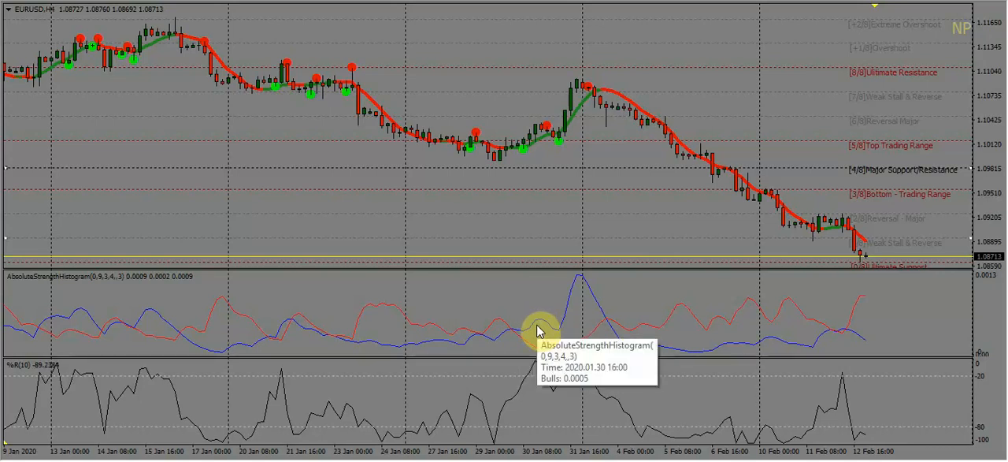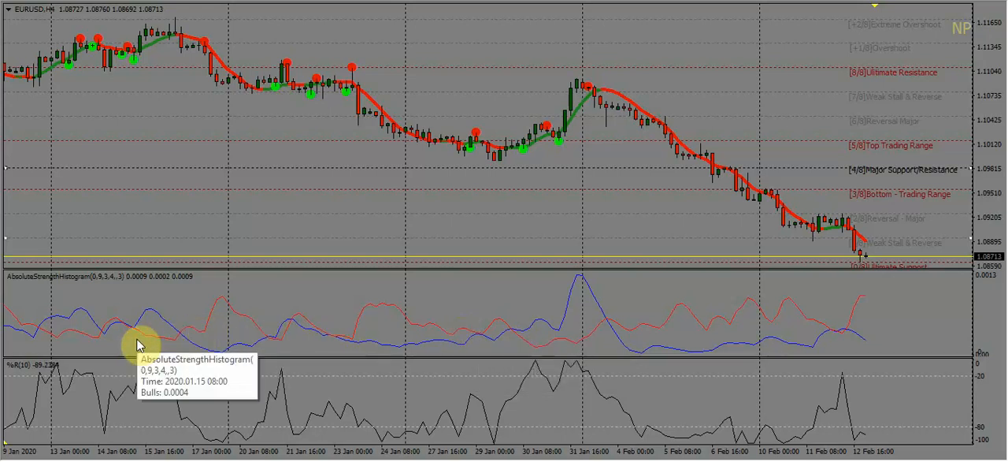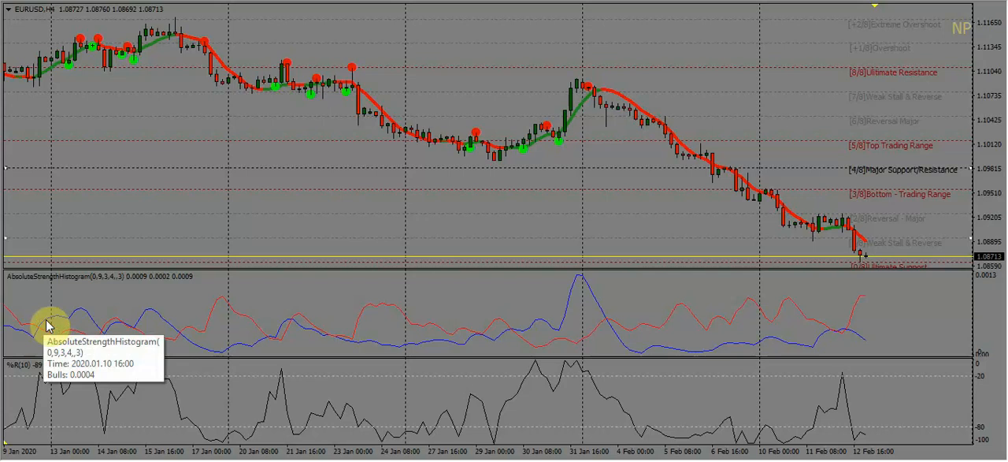So now we have 3 out of 4. When the blue crosses above the red, I want to buy. So red above the blue, sell. Blue above the red, buy. That's very simple. That's how to read that indicator.